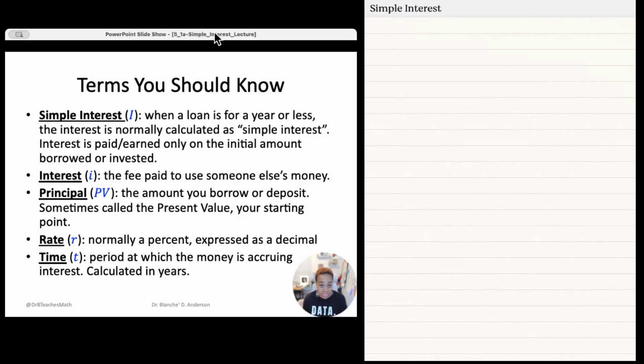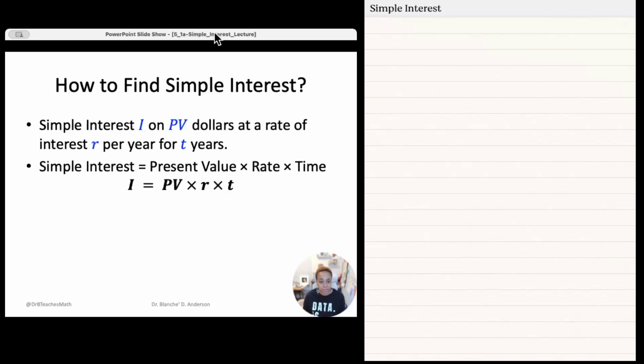The principal is the money that you start with. The rate is the interest rate that you are charged, and then the time is just the time period that the financial product, whatever you purchase, how long it lasts. So again, if you need to really see these, just pause the video.